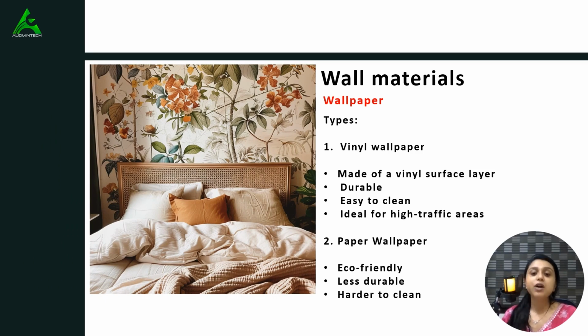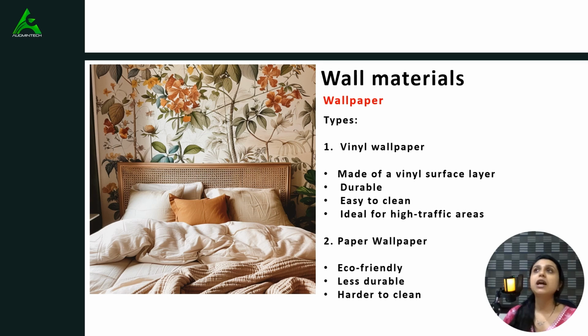So, the first kind of wallpaper is vinyl wallpaper. This has a vinyl surface layer. Vinyl simply means the print that it has, and it is durable. So it has a protective layer on top, and it is easy to clean. When you are applying this kind of wallpaper, you can simply take a damp cloth and clean it later on. So that is one way of going about it.